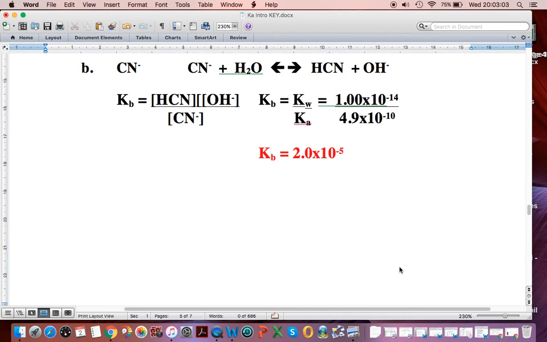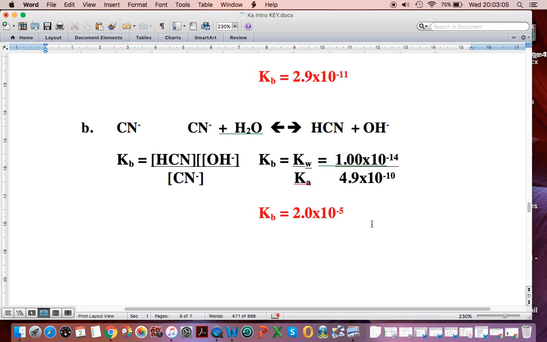So that's how you go from Ka to Kb, and we're going to need those skills when we look at determining the pH of some weak bases. There's a little bit more work involved than with Kas, but it's the same basic process.